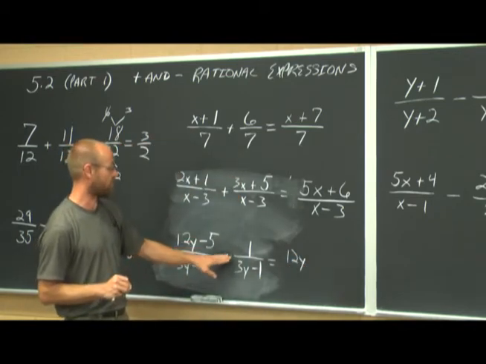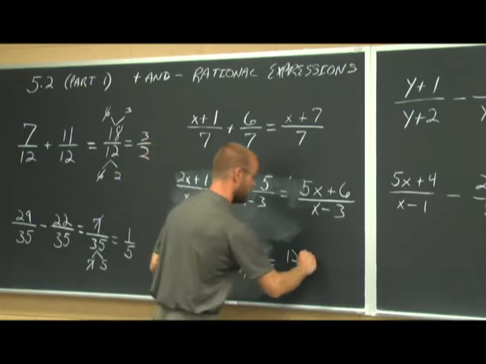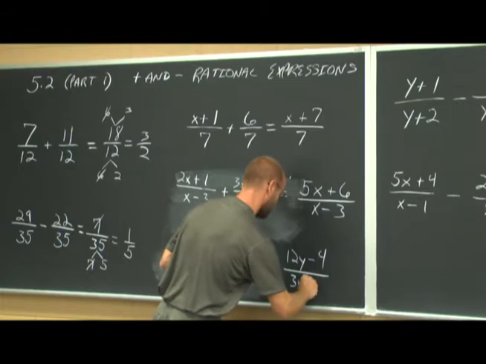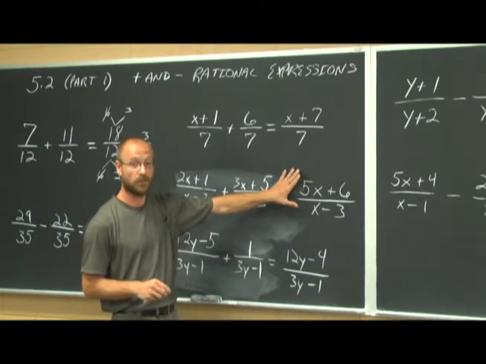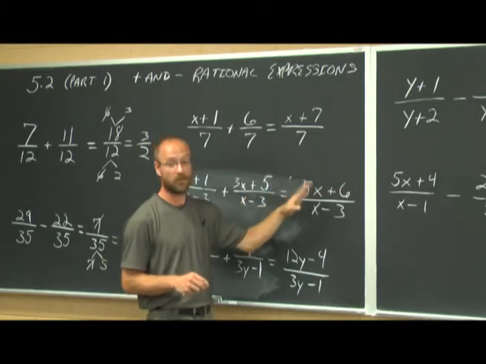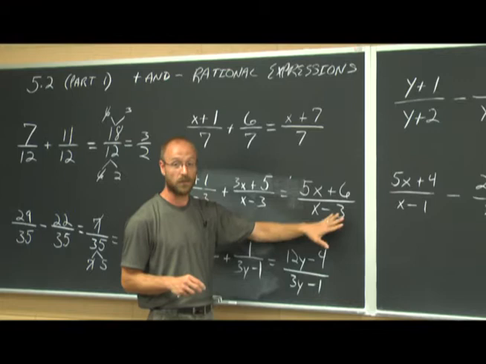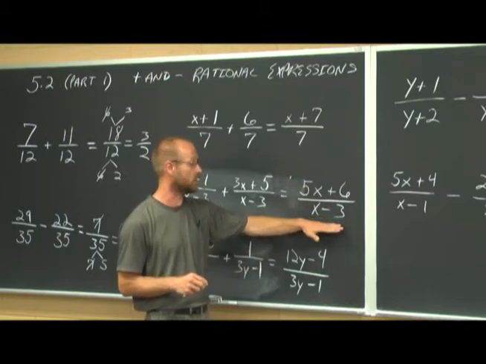And negative 5 plus 1. Be careful of your signs. This is a negative 5 plus 1, which gives me negative 4 over 3y minus 1. Now, in this example, 5 and 6 have no common factors, so I can't factor anything out. Because these are terms, I can't reduce them. I can't cancel my x's. I can't do anything with that. That was as far as we could go.